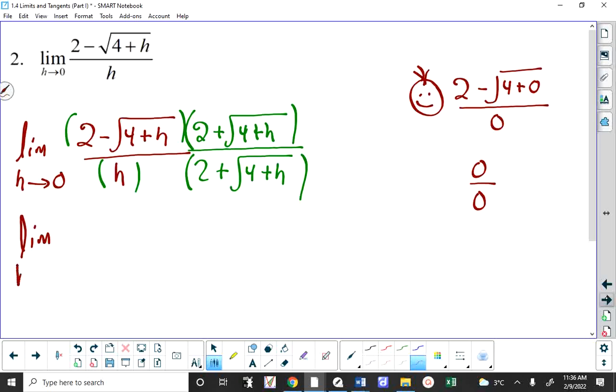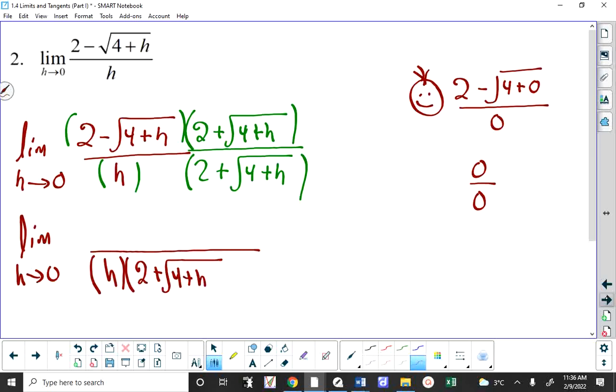This becomes the limit as h approaches 0, and I'm going to have in the denominator an h, as well as the factor of 2 plus root 4 plus h. In the numerator, now I'm going to write out what we get with an intermediate step. You probably don't need to write this, but when you take two binomial conjugates, that's what these two things are. This and this are both binomials and they're conjugates. And you multiply them together, you get the square of the first term minus the square of the second term. So that's what we do.